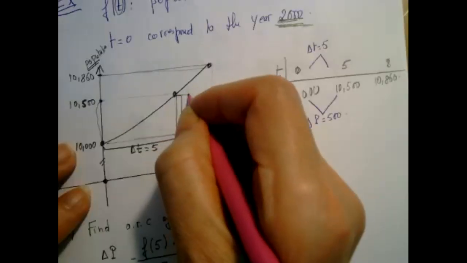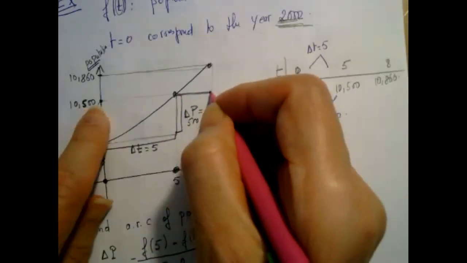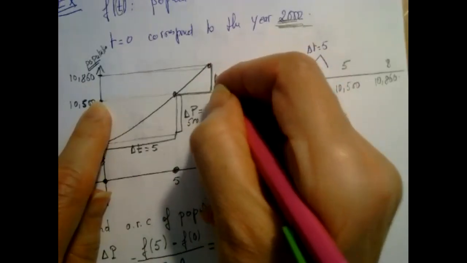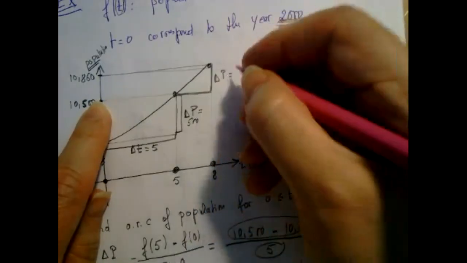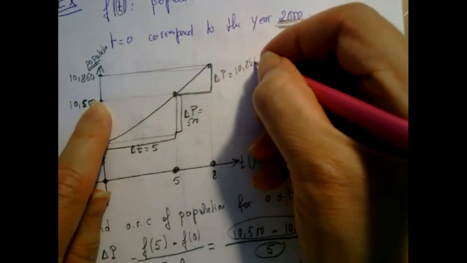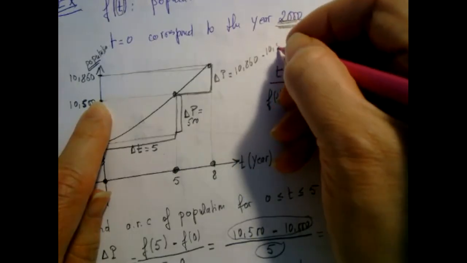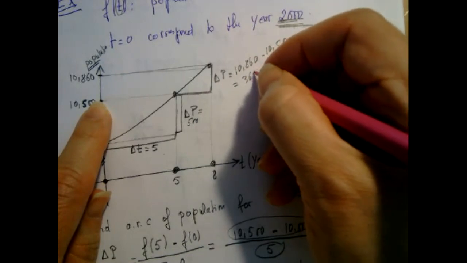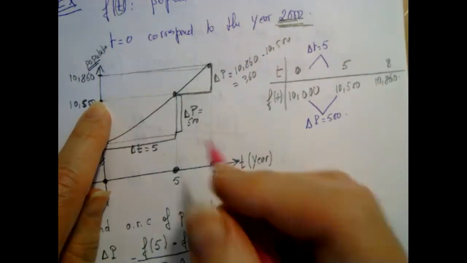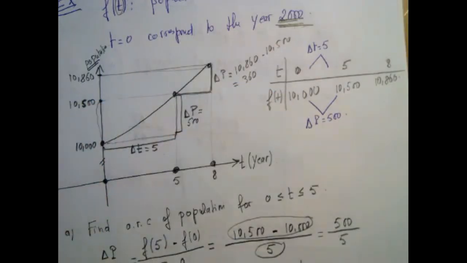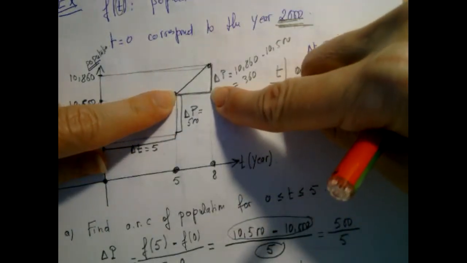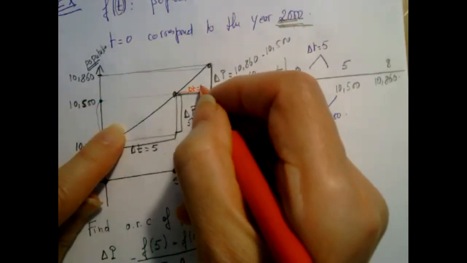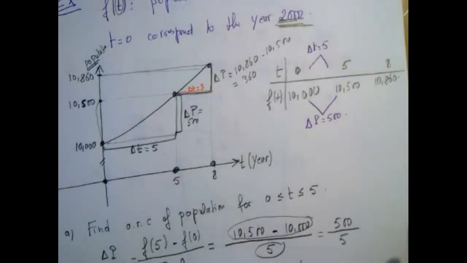Between 5 and 8, the population, so during this time interval, at 5 we were at 10,500, and the population grew to 10,860. So in this time interval, the change in population was 10,860 minus 10,500. It means the population grew by 360. How long did it take to grow? That's the change in time, and in this scenario it's equal to 3.